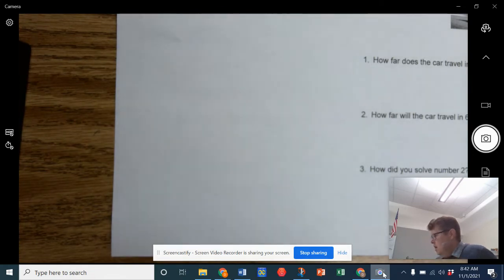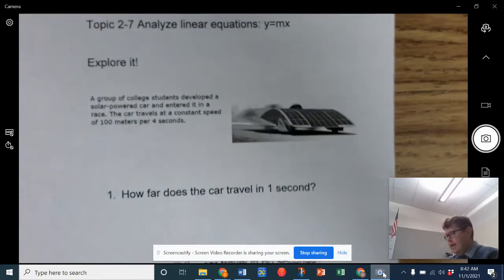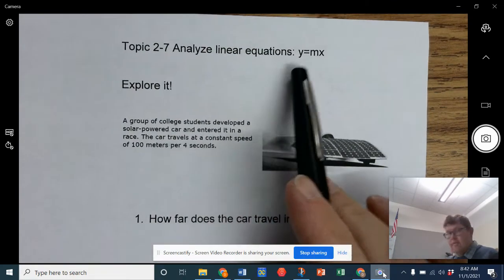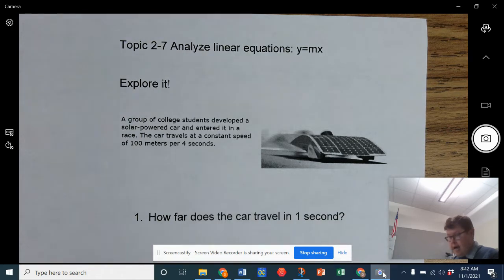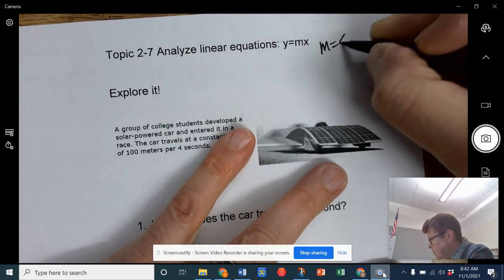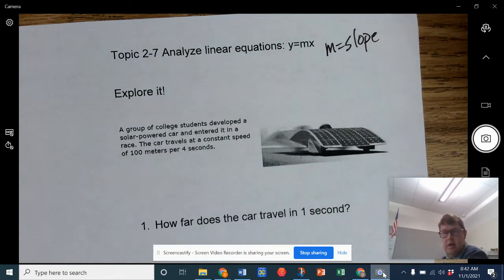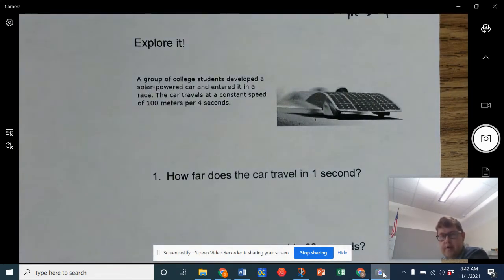All right, so this is 2-7. We're going to analyze linear equations in the form of y equals mx. And remember, guys, m is slope. Slope is just how steep a line is. So that's that.